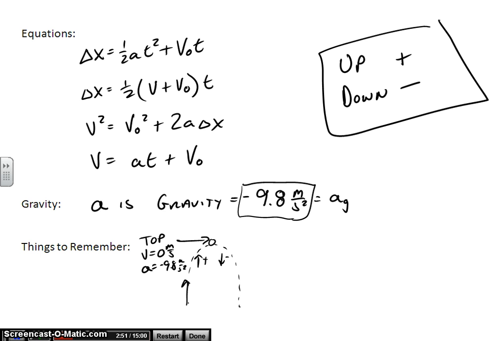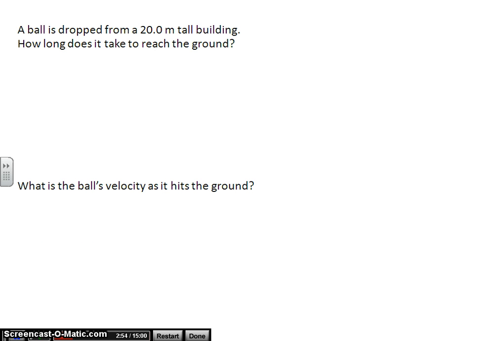Let's try some problems. Like every word problem, really just read, figure out what you know, what you don't know, pick an equation. Here's an example. A ball is dropped from a 20-meter tall building. How long does it take to reach the ground? Okay, so how long? I know there's a time in there. I know the building is 20 meters tall. That's a height. So my starting position is up in the air 20 meters.